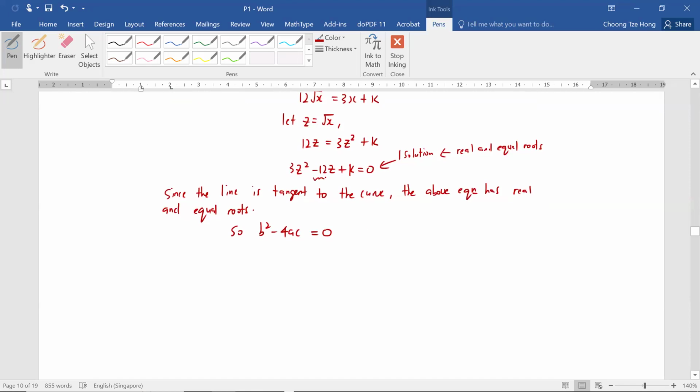So b will be this negative 12 over here, minus 4, a will be 3, and then k will be the c. So b squared minus 4ac equals 0. All we need to do is solve this simple equation, and we'll be able to find the value of k. So over here, we get 144 minus 12k equals 0. So minus 12k equals negative 144. So k will be equal to 12.